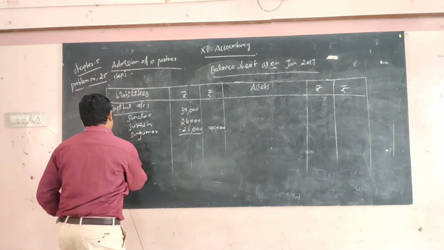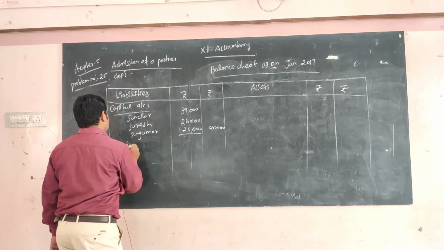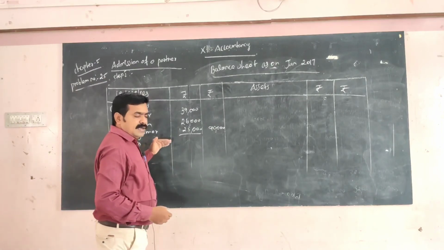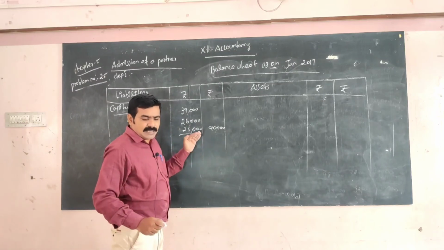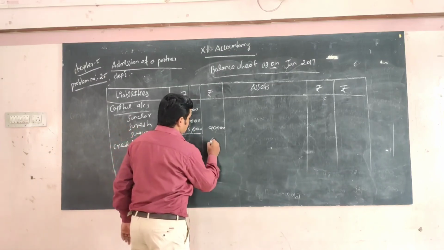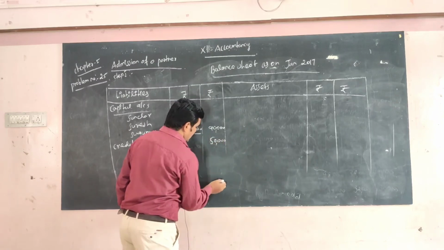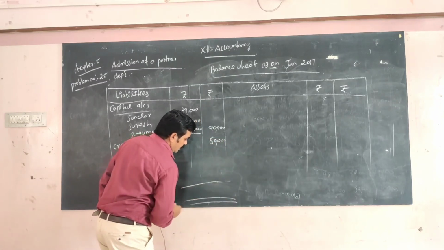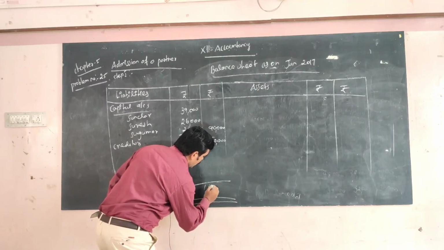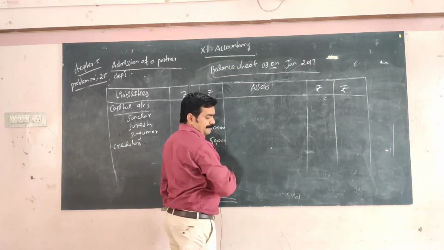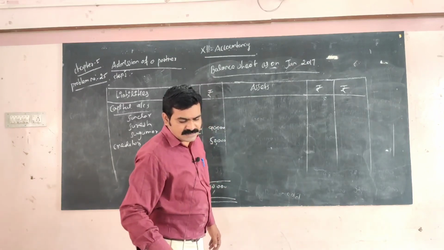Next, sundry creditors. Creditors are called liabilities, so that amount comes under the liability side, 50,000. So here the total is 1,40,000. Now, the asset side. What are the transactions?